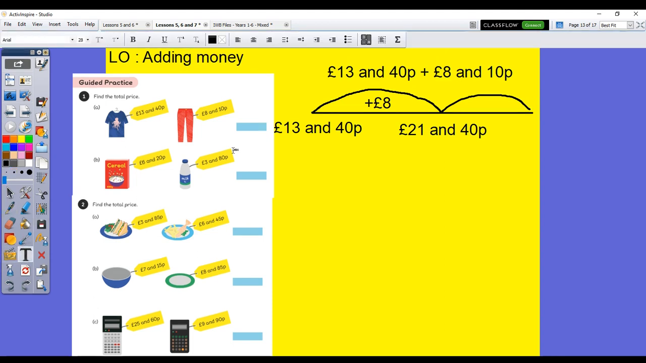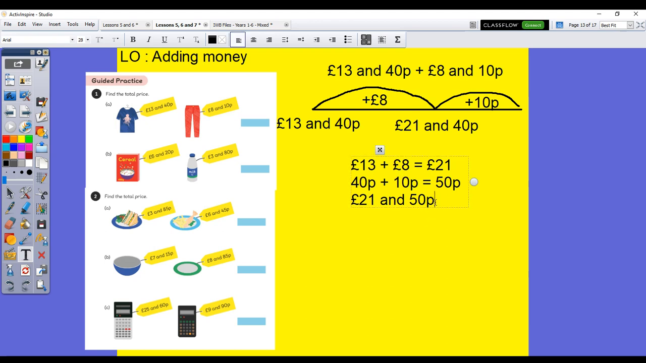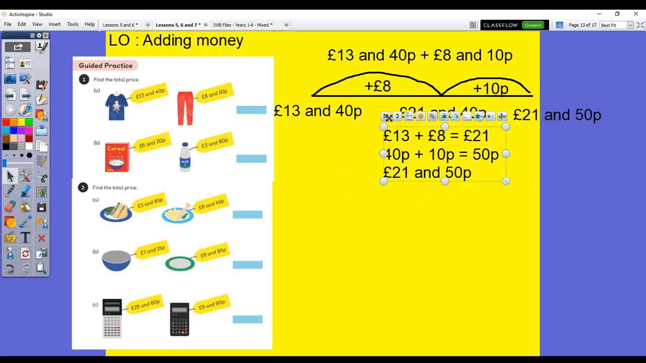With this one, you might have been able to do it mentally. You could have, if you wanted to as well, done it in pounds and pence. So this is one way to show it. You could have just added the pounds. You could have done £13 plus £8 equals £21, and you could have done 40p plus 10p equals 50p. Okay, so we know that the answer is going to equal £21 and 50 pence. Okay, so just put that bit up here as well. So there are two ways there because our amount didn't go over a whole pound, our pence didn't go over a whole pound, we could have actually worked that one out mentally.